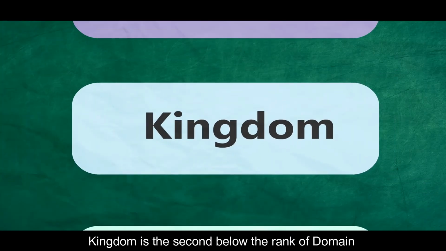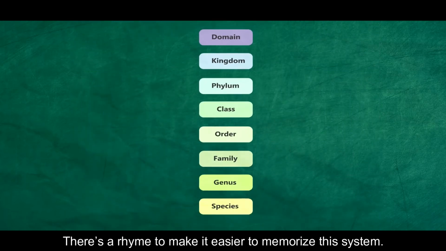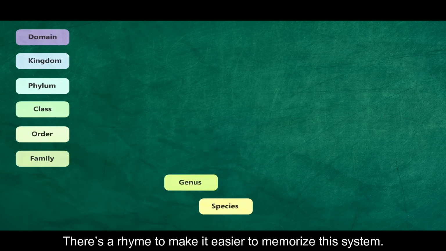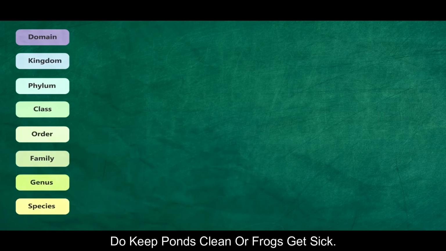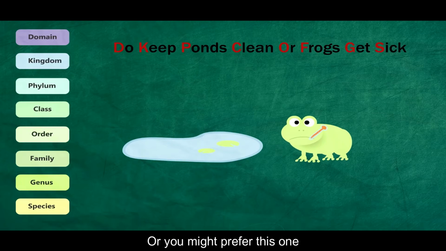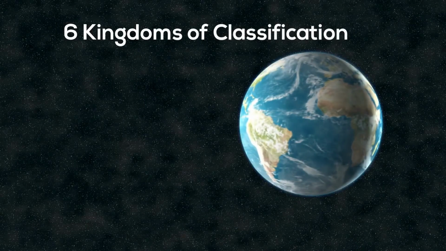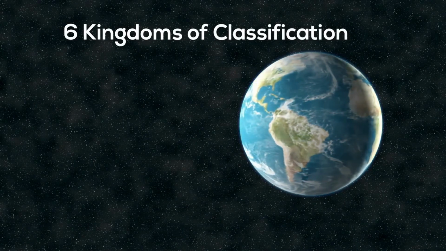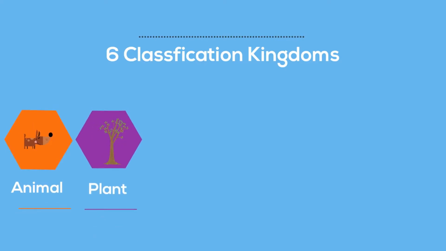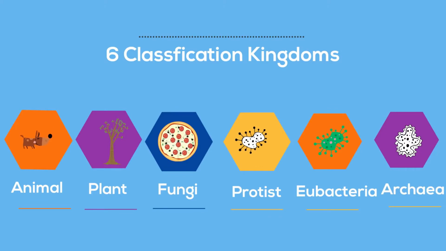Kingdom is the second rank below domain in the sequence of classifications. There's a rhyme to make it easier to memorize these systems. Do keep ponds clean or frogs get sick. Or you might prefer this one. Definitely keep plucking chickens or face getting sick. There are 6 kingdoms of classifications. They include the animal kingdom, the plant, the fungi, protists, bacteria, and archaea.